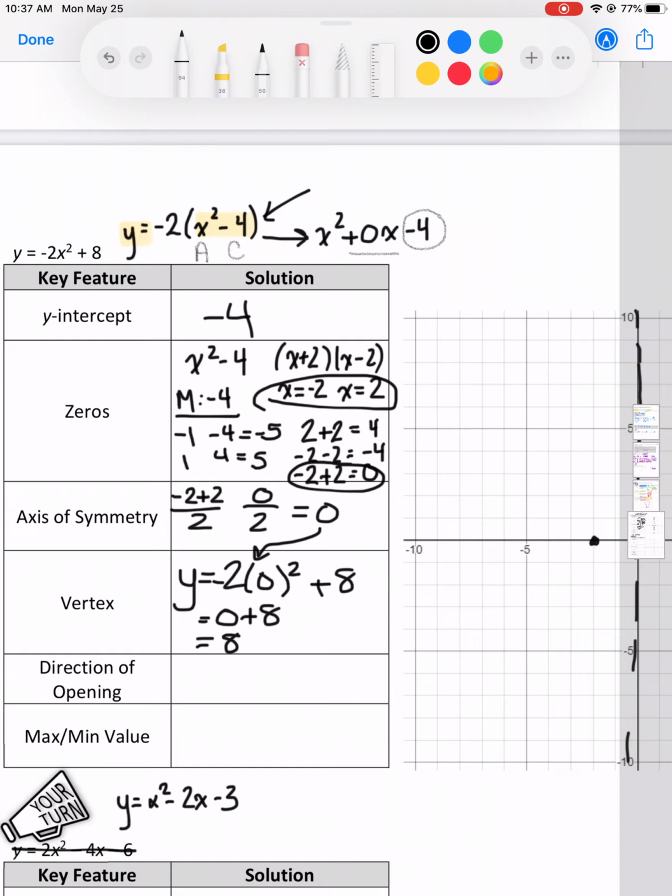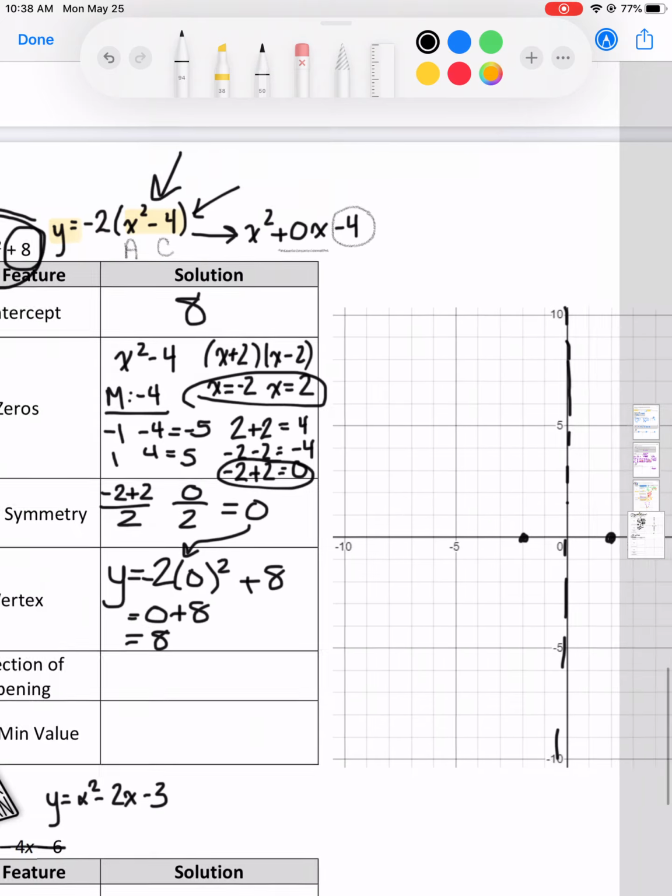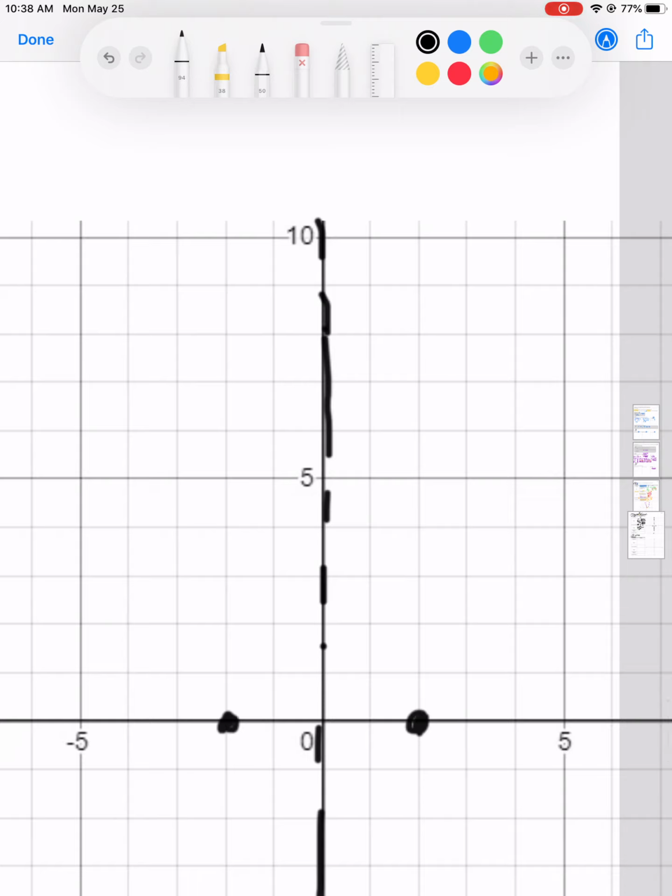I lied to you guys. Our y-intercept is still 8. Sorry guys, I lied to you. Okay? Because we have to take it from our standard form. Okay, this is technically factored. Okay, learn something new every day. So that means our y-intercept is here, which is also our vertex. Okay? Meaning that's the changing point.